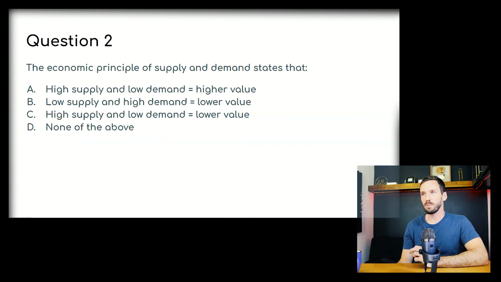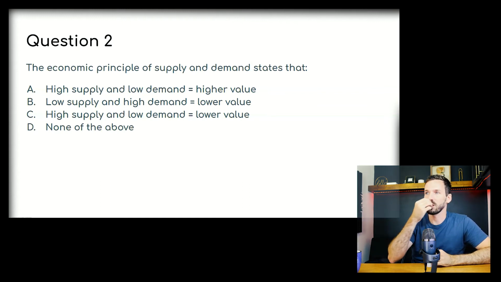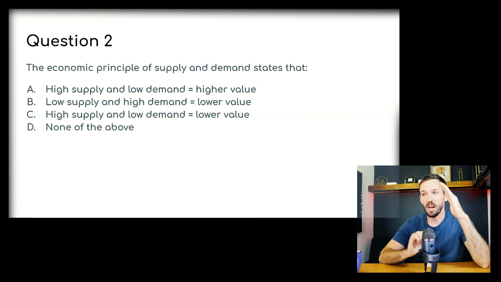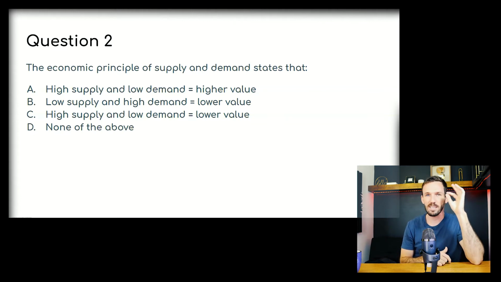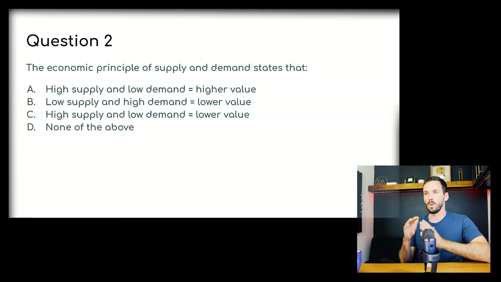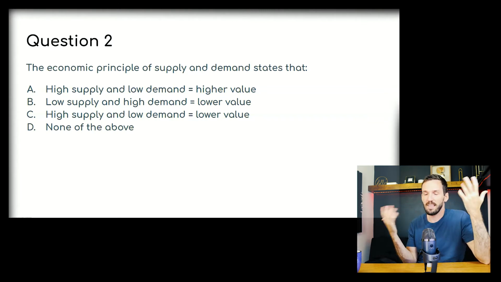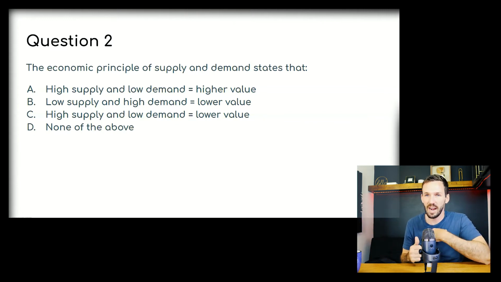Question 2. The economic principle of supply and demand states that: high supply and low demand equals higher value, low supply and high demand equals lower value, high supply and lower demand equals lower value, or none of the above. So this is just a pure logic or macroeconomics question here. I took an entire college course surrounding supply and demand, and I absolutely loved it. So if supply goes up, that means there are a ton of houses available. If you have a high supply of pizza, it means you have a ton of pizza. High supply of supplies means you have a lot of supplies. So low demand means you only have a few people demanding or wanting something. Low demand of pizza means few people want that pizza. You probably have a lower demand for cheese pizza than you do for pepperoni pizza, because I think most people would prefer pepperoni pizza over cheese pizza. I won't even eat cheese pizza.